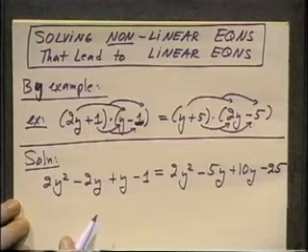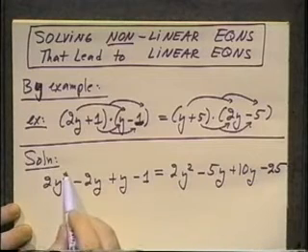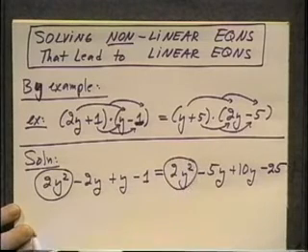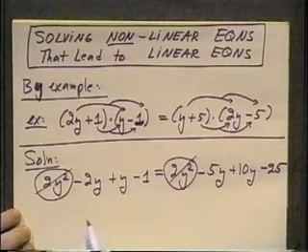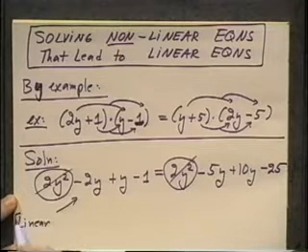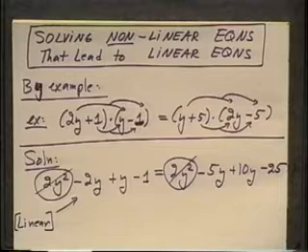And you see what happens with these squared terms. Notice you have 2y squared here, 2y squared here. If I subtract those from both sides, I have made them disappear. And there is no longer a problem that is nonlinear. This is now a legitimate linear equation.